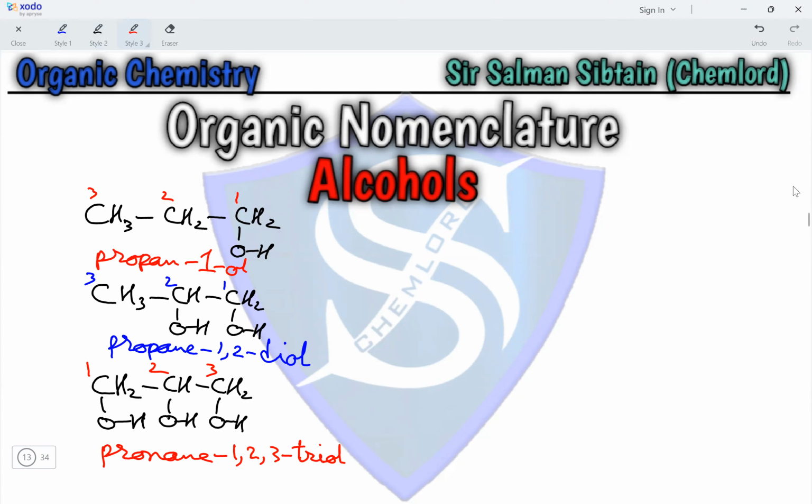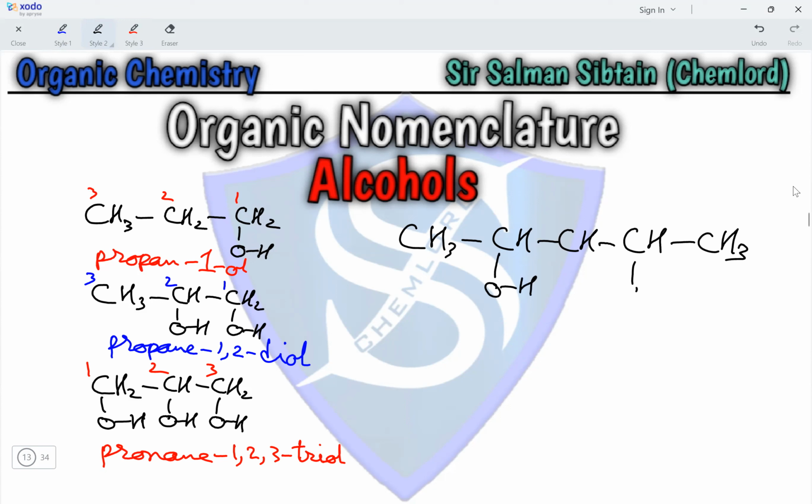So now we would have compounds having multiple OH groups in combination with substitute groups. So CH3, CH, CH, CH, and then CH3. I would place an OH group here, an OH group here, and a methyl group here. So the name of this compound would become, numbering from either side, the OH groups will get the positions of 1 and 4. So 1, 2, 3, 4, and 5.